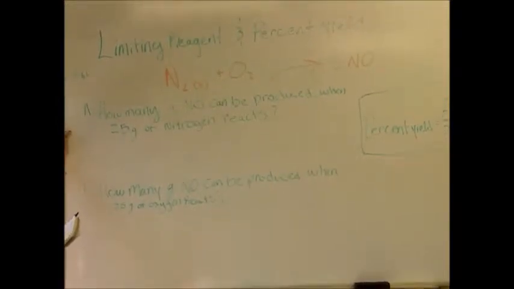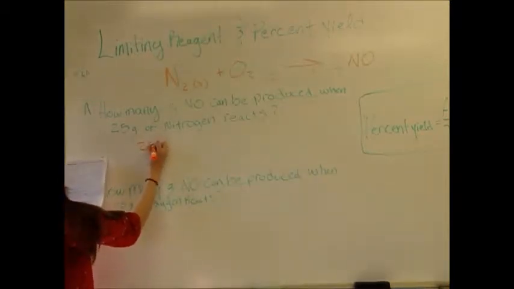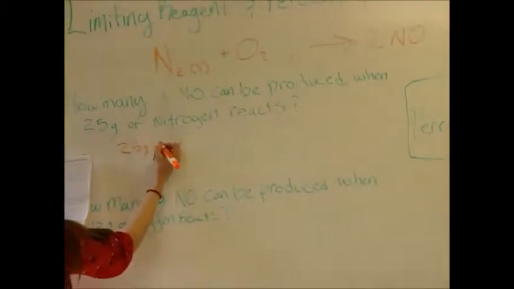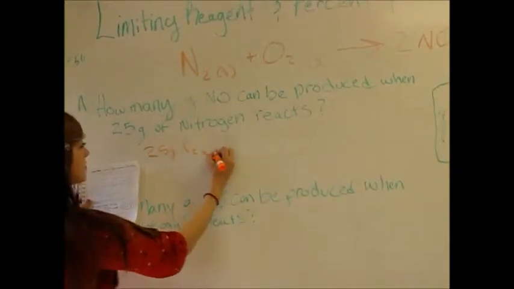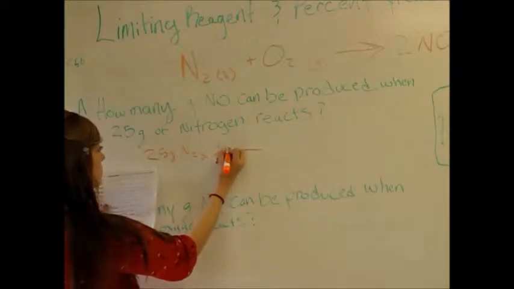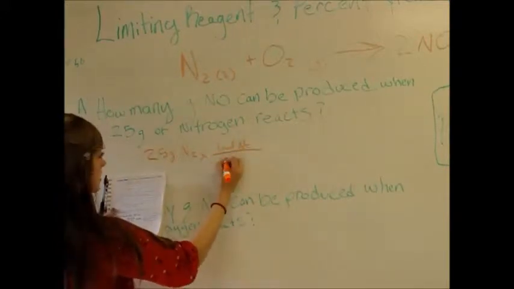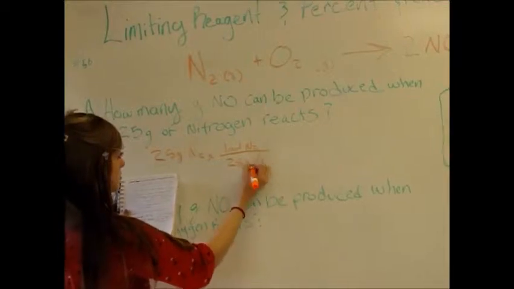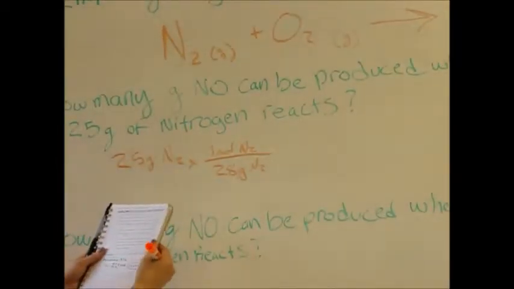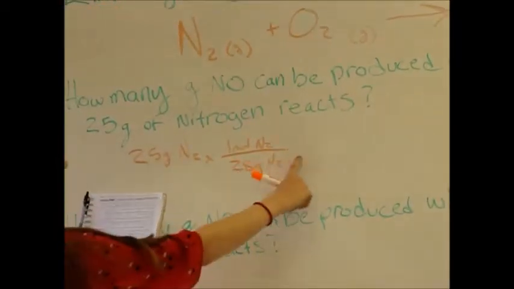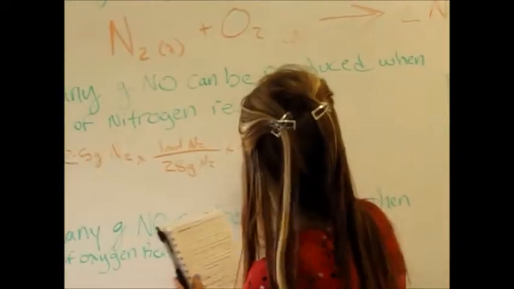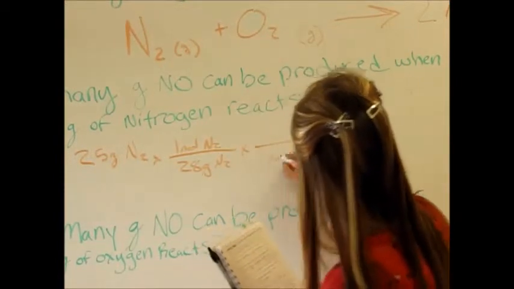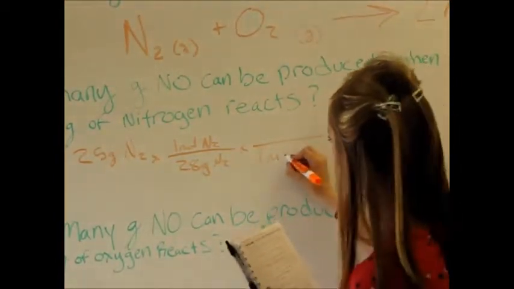So this is going to be a mass-to-mass conversion. We're going to go 25 grams of N2 times 1 mole of N2 is going to be 28 grams of N2, and you can cross your grams out. Then you do a molar ratio problem. We're solving for NO, so 1 mole of N2 equals 2 moles of NO.